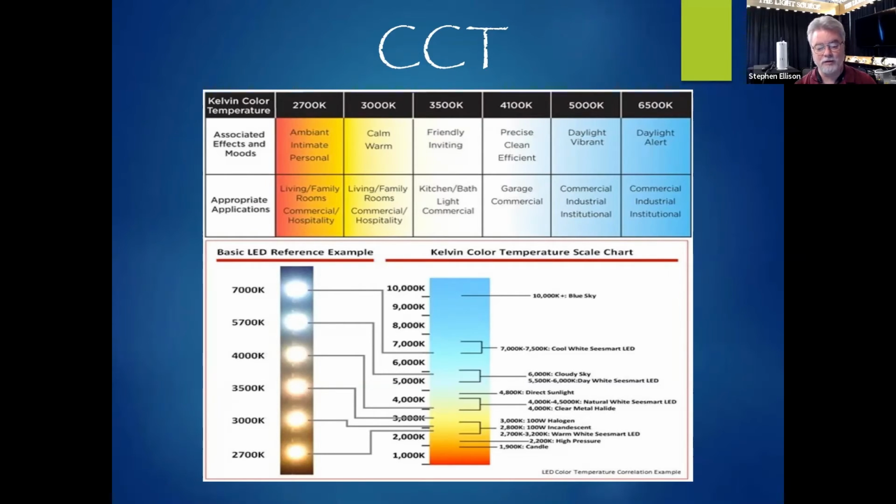But we also like the 2700K because that takes us back to our days of fireplaces and fires and candlelight. And you just like that. But that's really just a measurement, and Kelvin is all you talk about. You don't talk about degrees Kelvin, you just talk about Kelvin because it's a straight up scale.